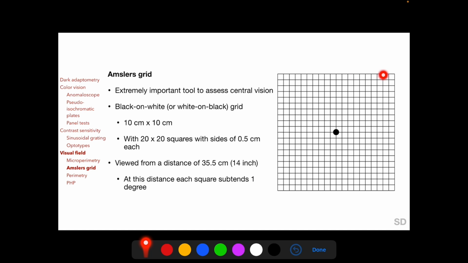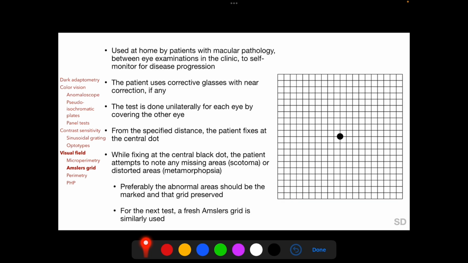The Amsler's grid is a 10 cm by 10 cm grid with 20 by 20 squares, each having sides of 0.5 cm. And Amsler's grid testing should be done by viewing the Amsler's chart from a specific distance of 14 inches. At this distance, each square subtends 1 degree. Amsler's grid is used at home by patients with macular pathology between eye examinations in the clinic to self-monitor for disease progression, and this is very important to remember.